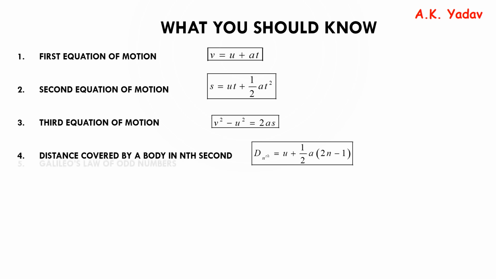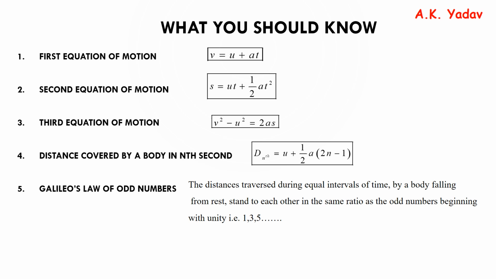(2n minus 1), and Galileo's law of odd numbers, which says the distances traversed during equal intervals of time by a body falling freely from rest are in the odd number ratio, that is 1 is to 3 is to 5 is to 7. The last one is not that important for this video.